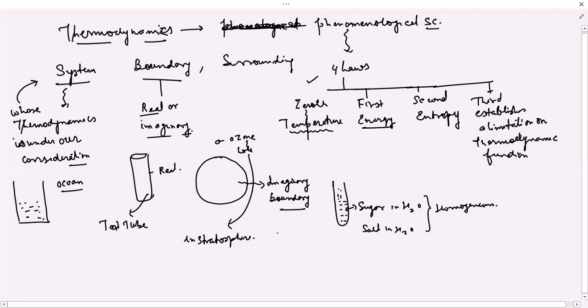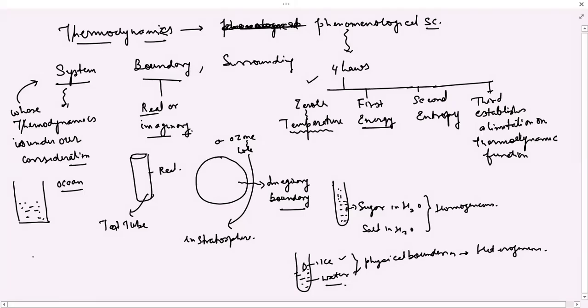However, if you are taking ice, now there are phase differences. This ice is a solid here. This is water here. So it consists of two phases separated by physical boundaries. Such systems are called heterogeneous systems.